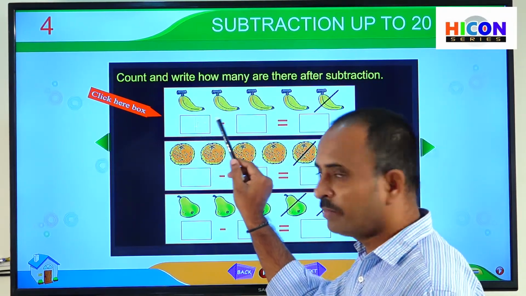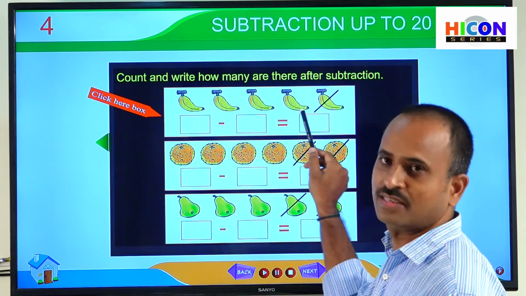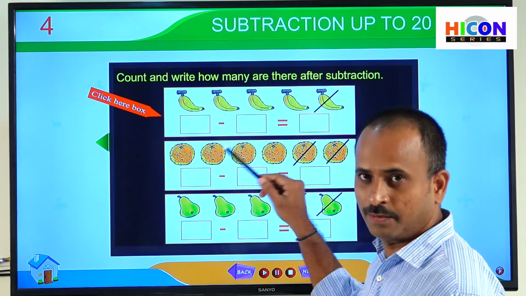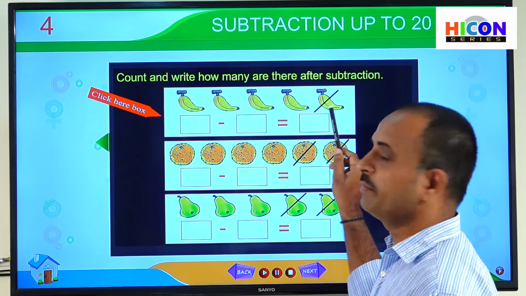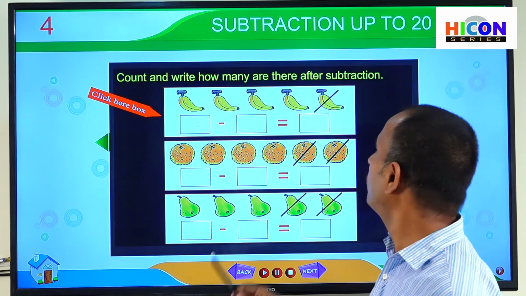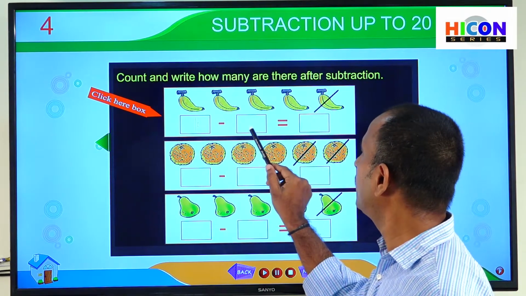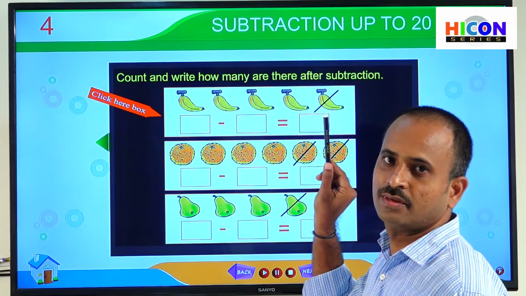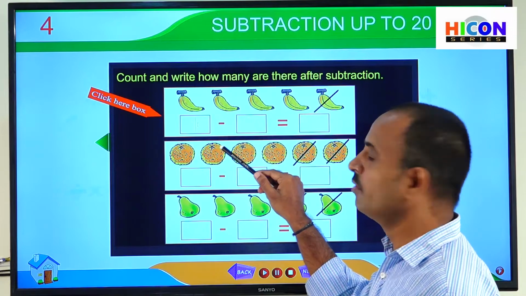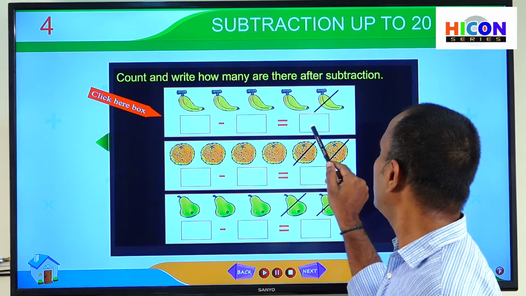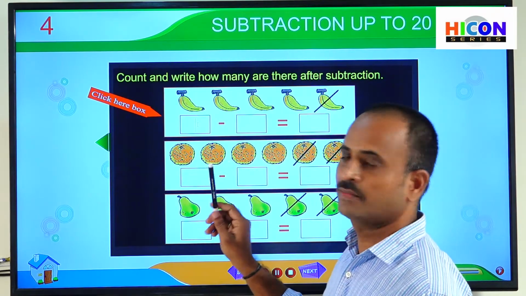So the first number represents the total number of bananas given. And in the subtraction, the second number represents how many are taken away. That means how many objects are struck off. So we have to write that number in this box. Next, after take away, that means after strike off, how many are left, we have to write in the answer box. So let us see how to write.